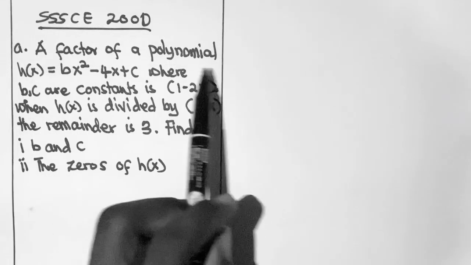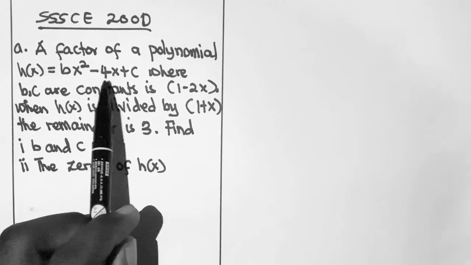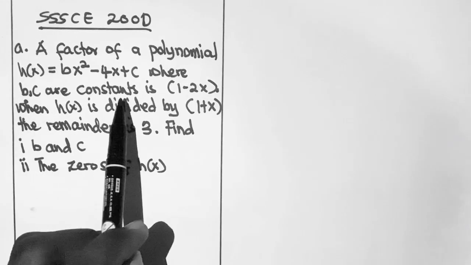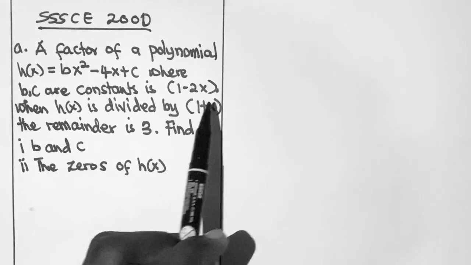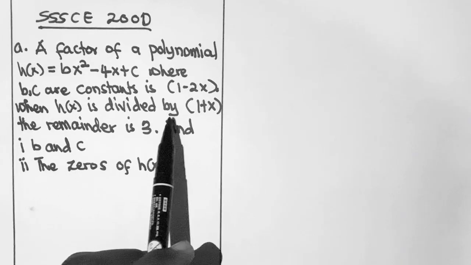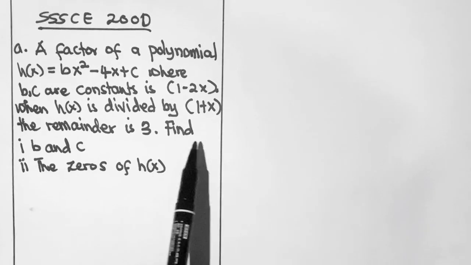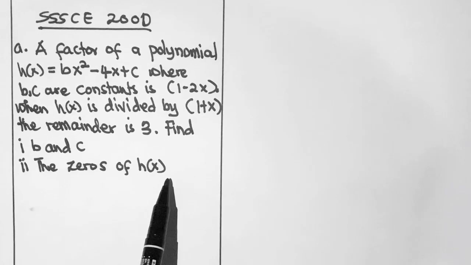A factor of a polynomial h of x is equal to bx squared minus 4x plus c, where b and c are constants, and that is into bracket 1 minus 2x. When h of x is divided by into bracket 1 plus x, the remainder is 3. Find b and c, and then find the zeros of h of x.